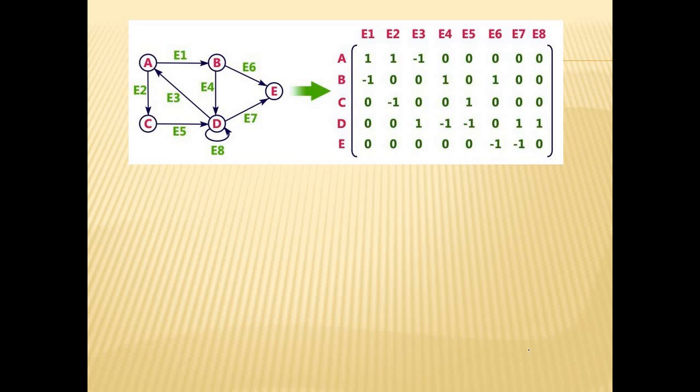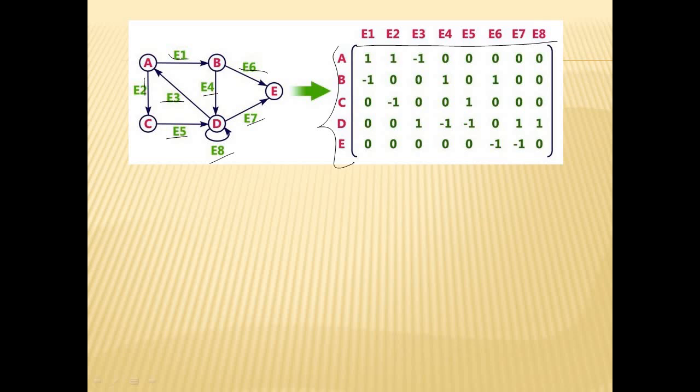So I define the edges. This one is E1 and this one is E2, this one is E3, this one is E4, E5, E6, E7, E8. Edges I define. So edges are there and vertices are there. A to E1. Edge A is related to E1 edge.